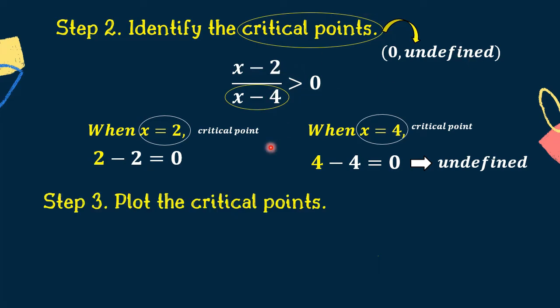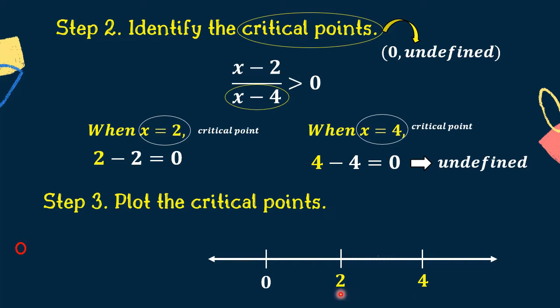Next, we have step 3. We have to plot the critical points. So how do we plot our critical points? So simply draw a number line and locate where can we find your critical points. So take note, our critical points are 2 and 4. So your 2 is to the right side of your 0. And of course, your 4 is to the right side of your 2.